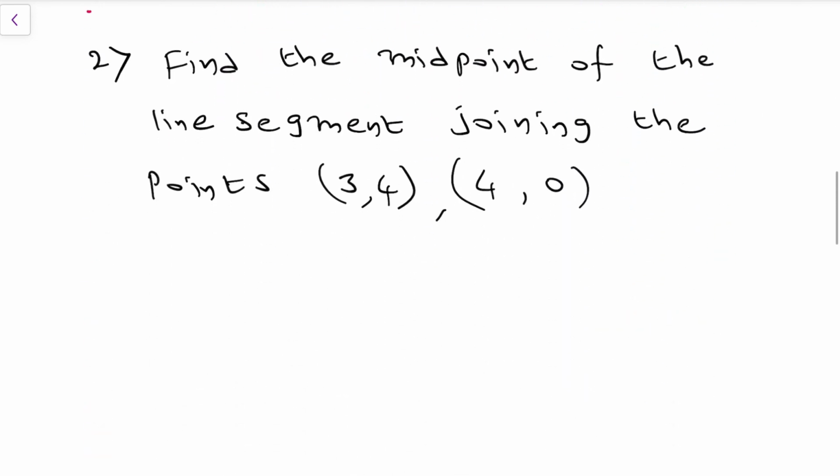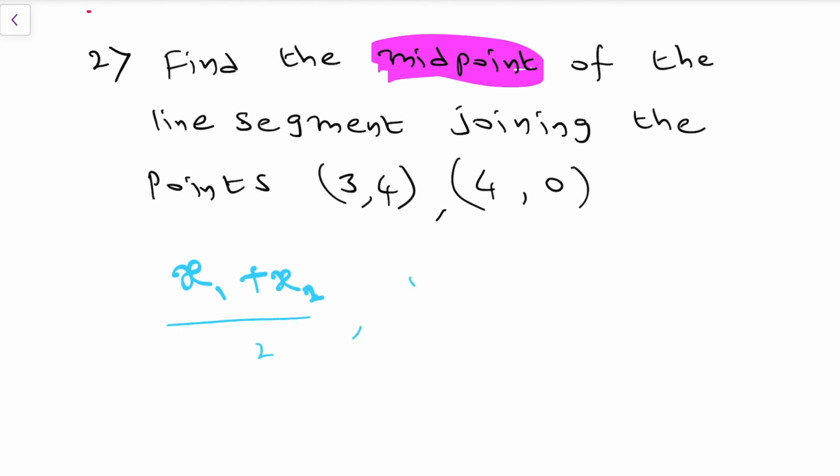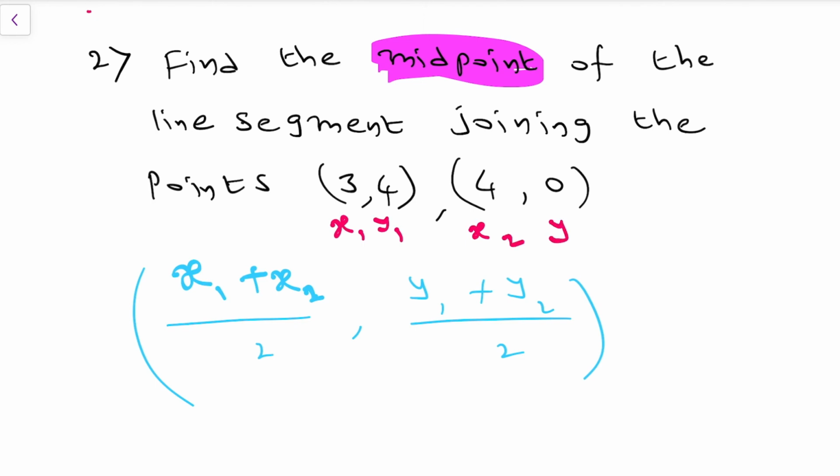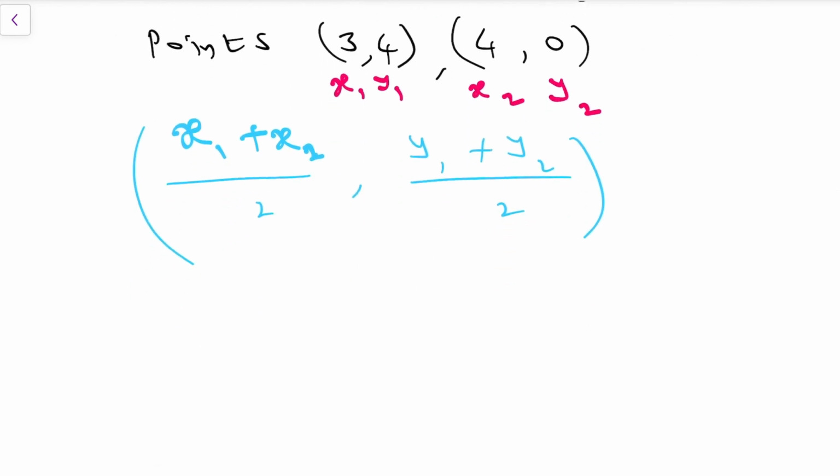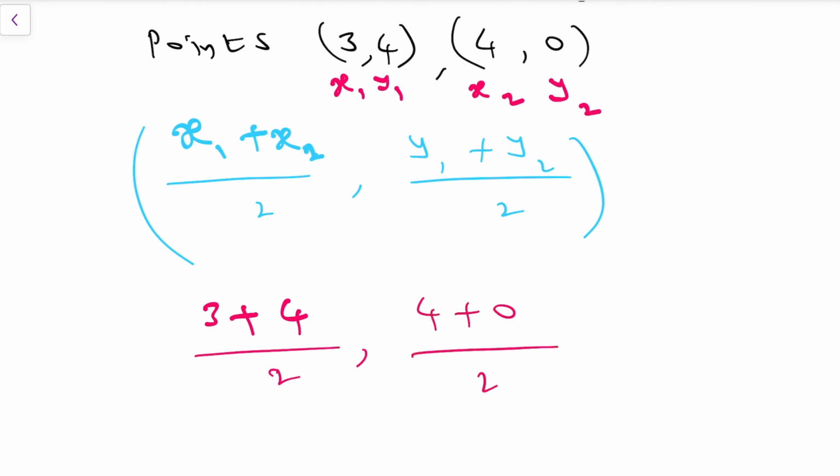Next, find the midpoint of the line segment joining the points 3, 4 and 4, 0. So the formula to find the midpoint is x1 plus x2 by 2, y1 plus y2 by 2. So this is x1 y1, x2 y2. Let us substitute now. x1 is 3 plus x2 is 4 divided by 2, y1 is 4 plus y2 is 0 divided by 2. If you simplify, 3 plus 4, 7 by 2, 4 plus 0, 4 by 2.